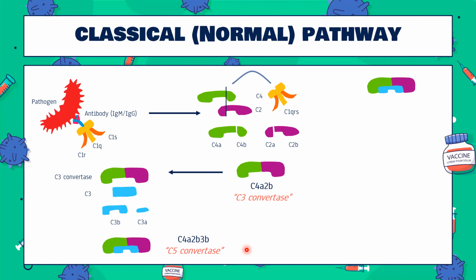C5, exactly. Okay, so our C5 convertase is going to bind the C5 and it's going to cleave it into C5a and C5b. C5a, anaphylatoxin, C5b, binding protein. The C5b is going to start binding to C6, C7, C8, and C9.